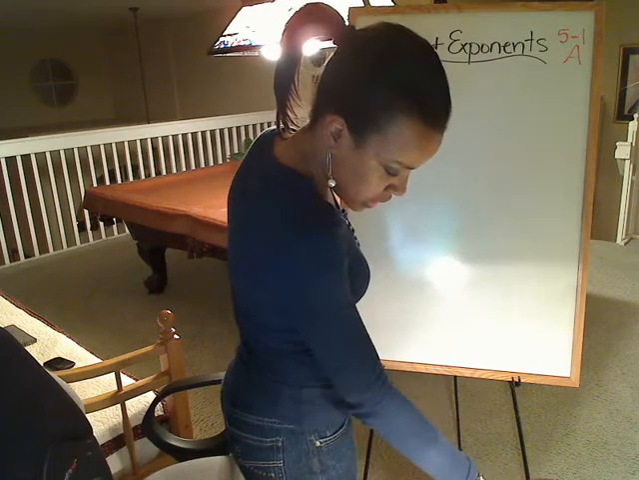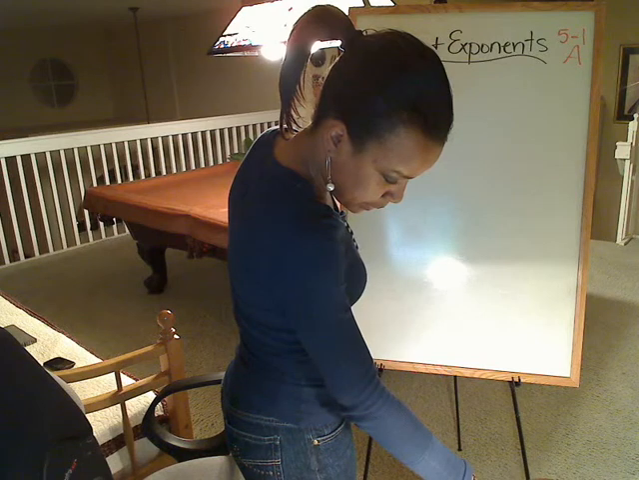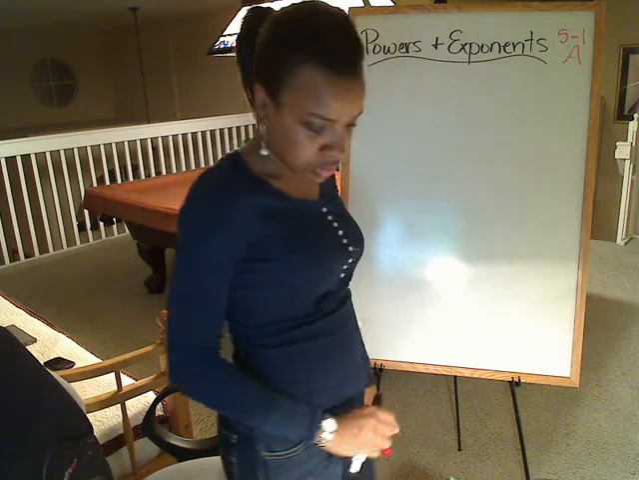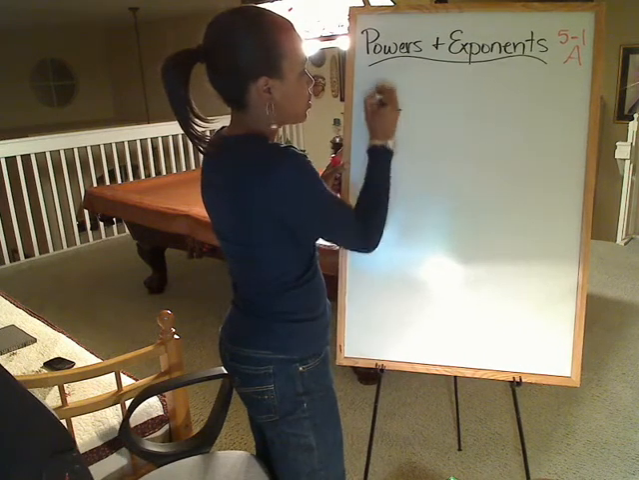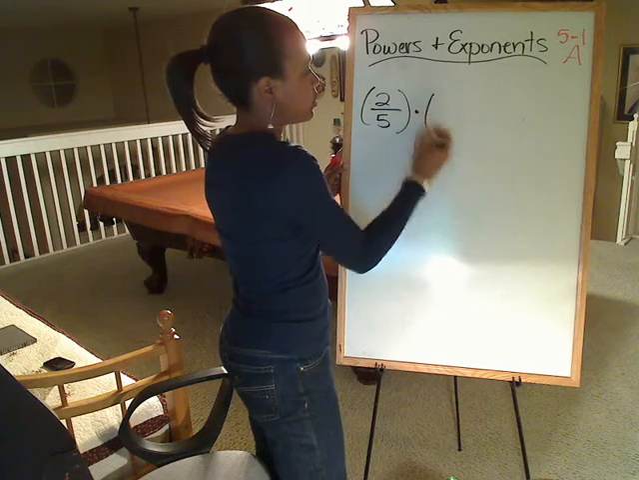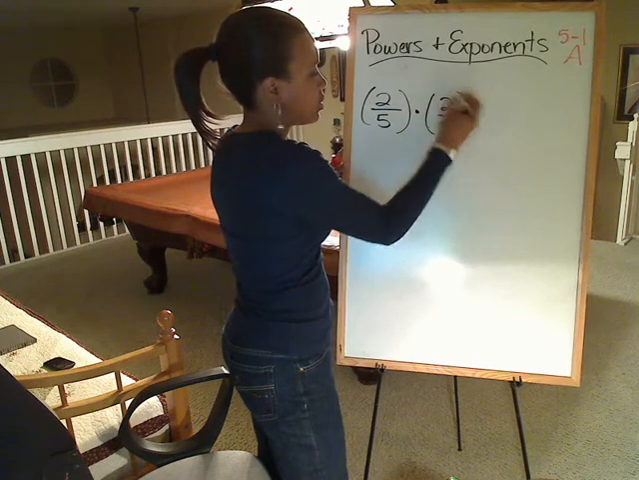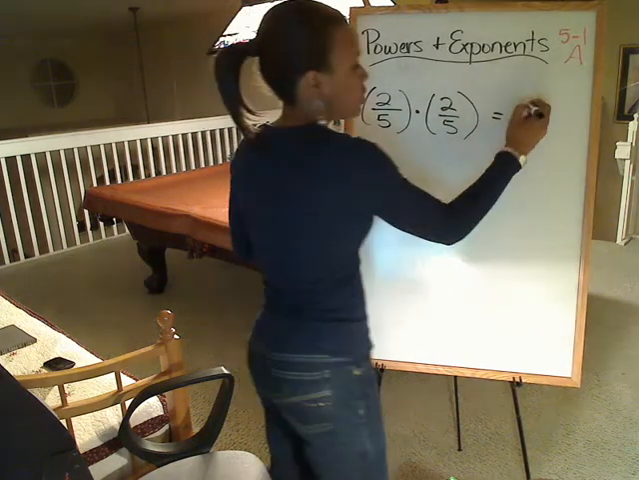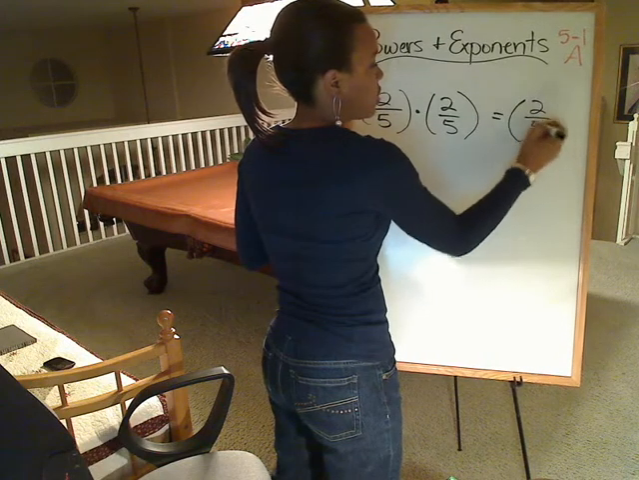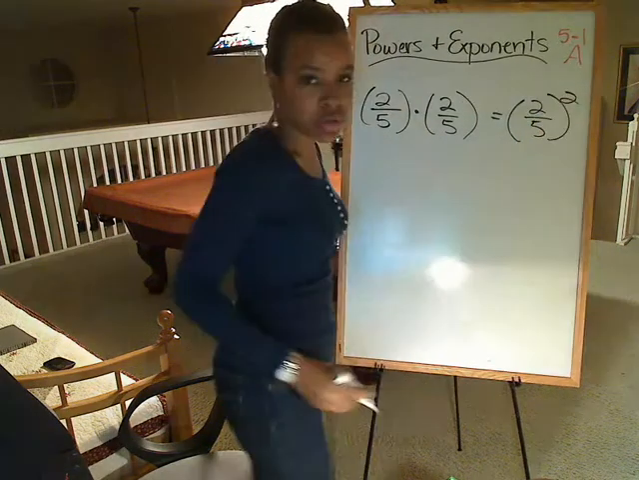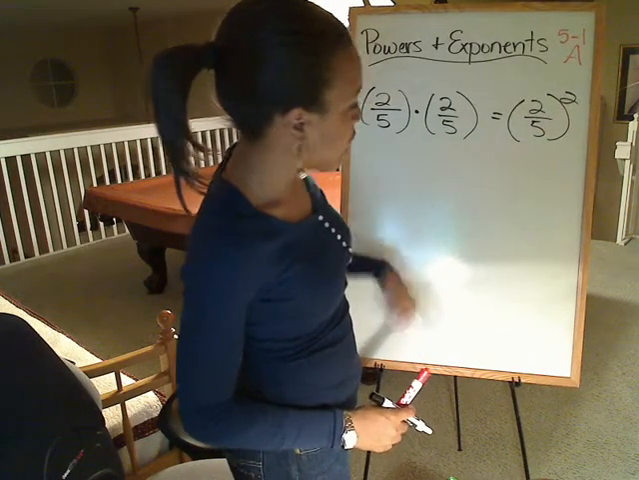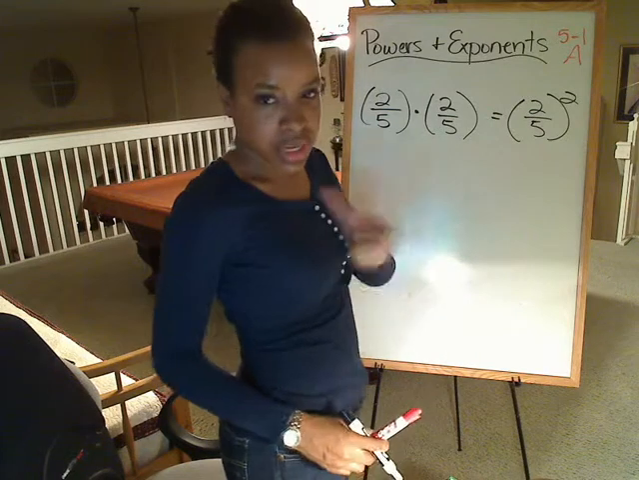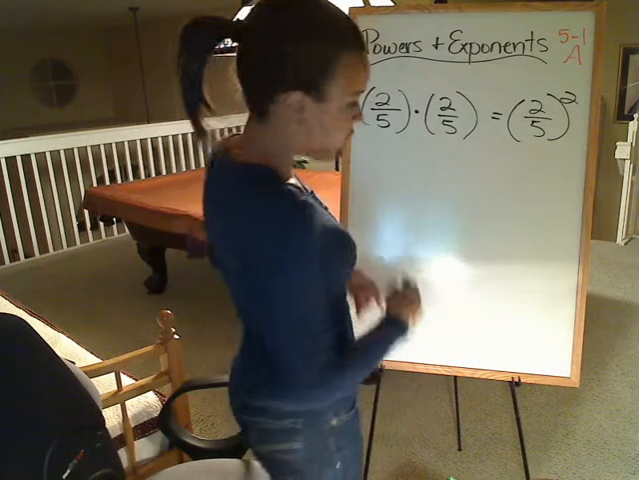Okay? Let's say you have, let's do a fraction. You can have 2/5 times 2/5, and that equals 2/5 to the 2nd power, or squared. See how the whole fraction is in parentheses to the 2nd power because the whole fraction is being multiplied 2 times. So let's do another fraction, a negative.